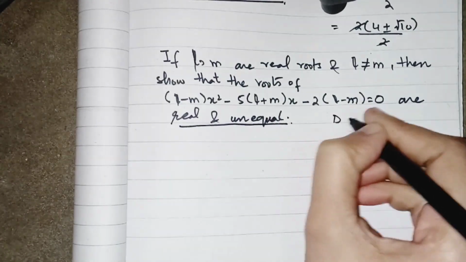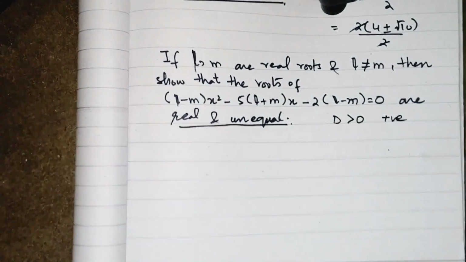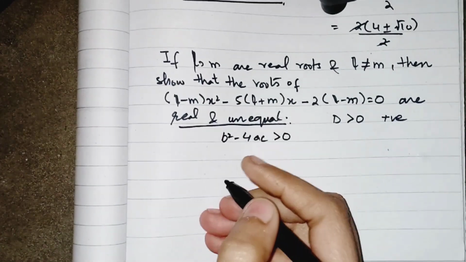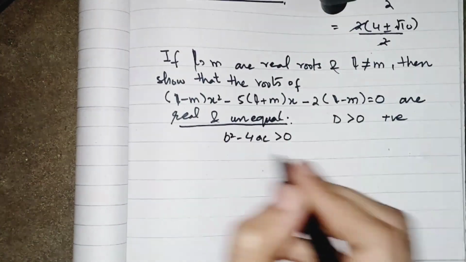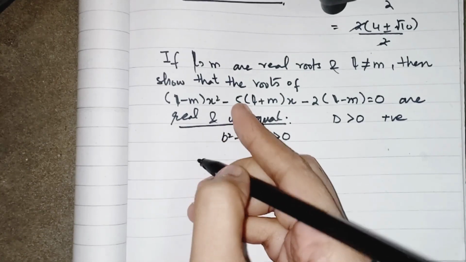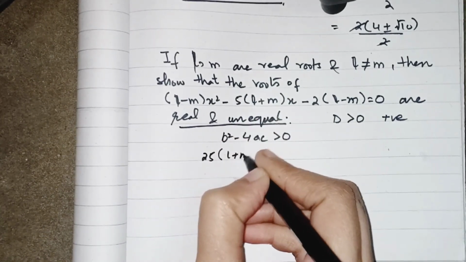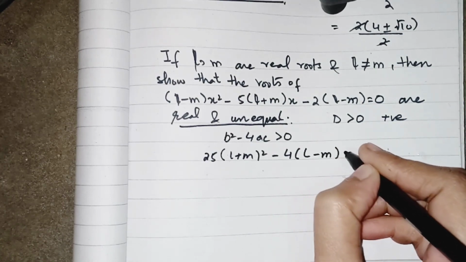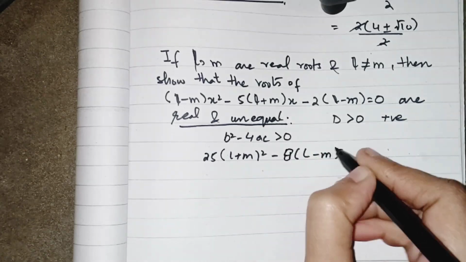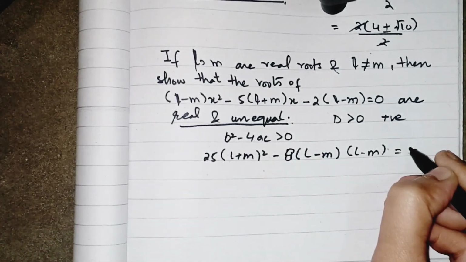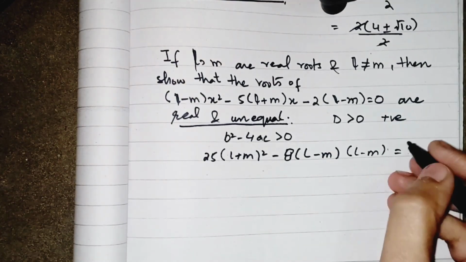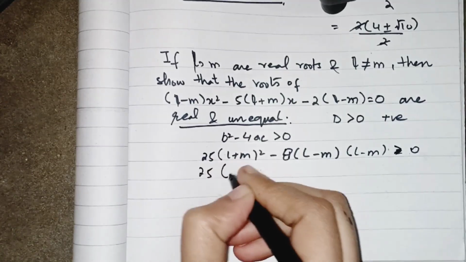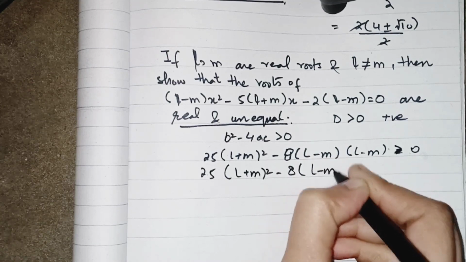Real and unequal means D is greater than 0, positive. Applying the formula b square minus 4ac greater than 0, or you can say equals to 0. The value of b is 5, so the square of 5 is 5 square. L plus m square minus 4 into 2, which results in 8, into L minus m, greater than 0. L minus m and L minus m are both the same, so we can write it as L plus m whole square minus 8 L minus m whole square.